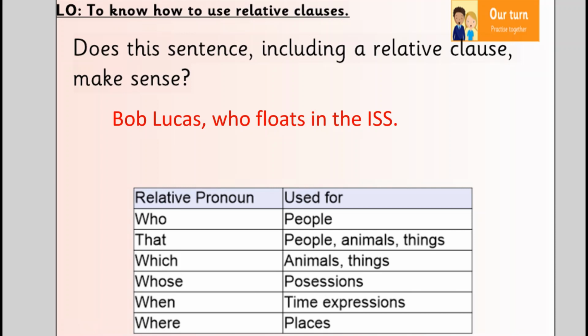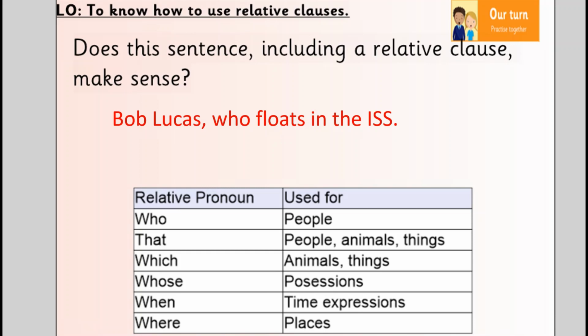And now let's have a bit of a think about it. Now, we include a relative clause to add extra information, which I've done. So I've added extra information about Bob Lucas. But Bob Lucas is not a sentence. A sentence needs to include a verb. We need to make sure we have a verb in a sentence. So we need to have Bob Lucas doing something.